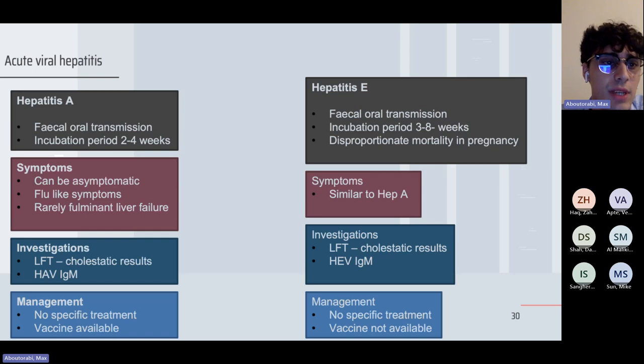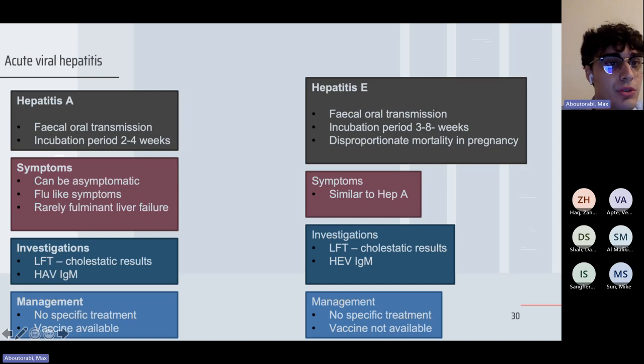So the symptoms, again, as it's an infection, you're going to have flu-like symptoms, so fevers. You're also going to have your common liver symptoms, so jaundice, potentially ascites. And then your investigations, of course, an LFT. That shouldn't say cholestatic results, that should say hepatic results. And then you also want to look at your markers, so hepatitis A IgM and hepatitis E IgM. And then your management for these, there's no specific treatment for them. Hep A does have vaccines, whereas Hep E doesn't.